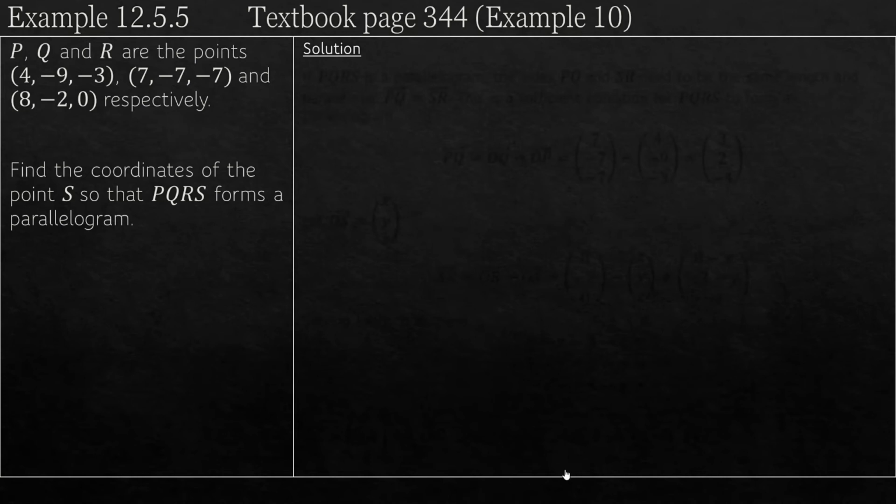Here we have 3 points, P, Q, and R. Our task is to find the coordinates of the point S so that PQRS forms a parallelogram. A little sketch to help us. Let's draw a very rough parallelogram.